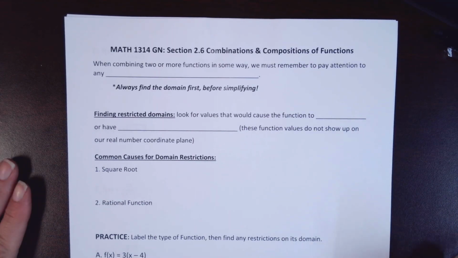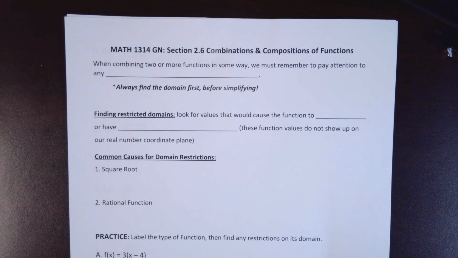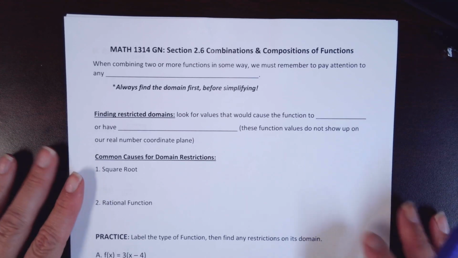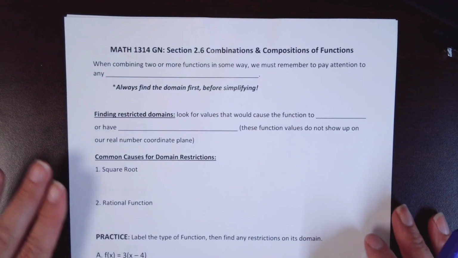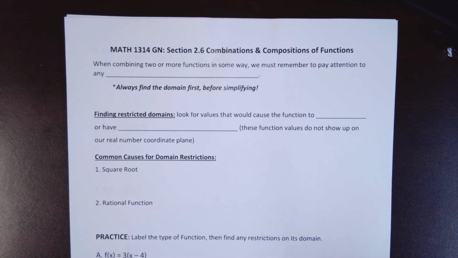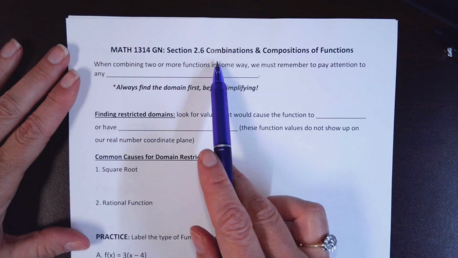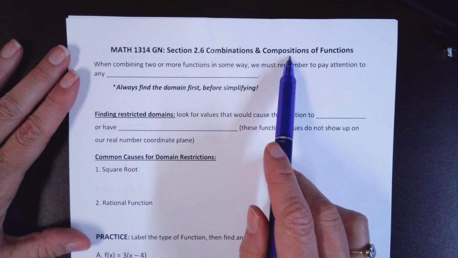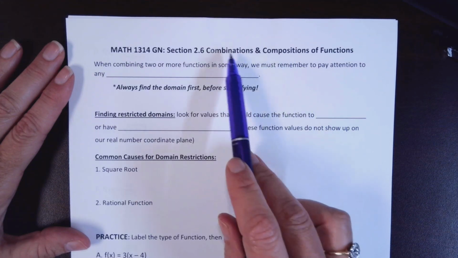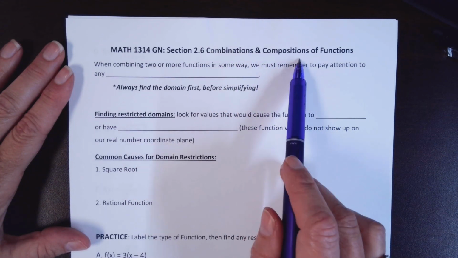Today in section 2.6 we're moving away from graphing and into something that's more algorithmic, more actually doing computations and following step by steps. When you have an algorithm, usually you have a series of steps to follow. We're going to be combining and finding compositions of functions. Now these are not the same thing, okay?